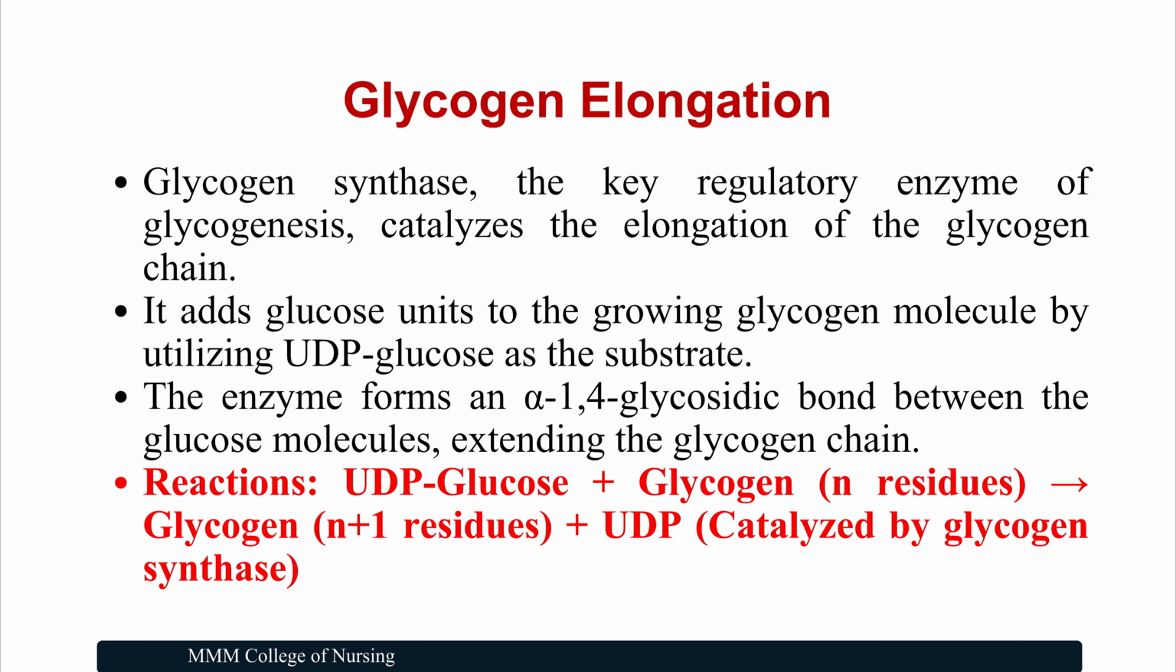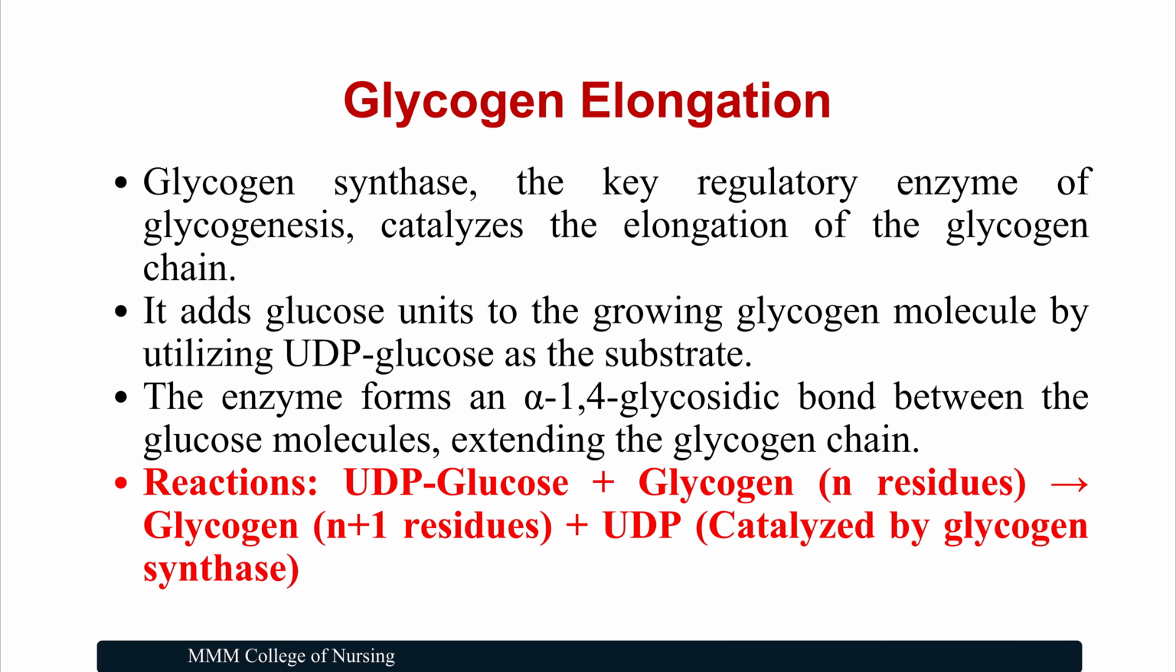How does it add it? It forms a bond called an alpha 1,4 glycosidic bond between the new glucose unit and the end of the growing glycogen chain. Each time this happens, the chain gets one glucose unit longer. So the chain keeps growing one glucose at a time, with each new glucose unit being donated by UDP glucose, and each time a glucose is added, UDP is released as a byproduct.